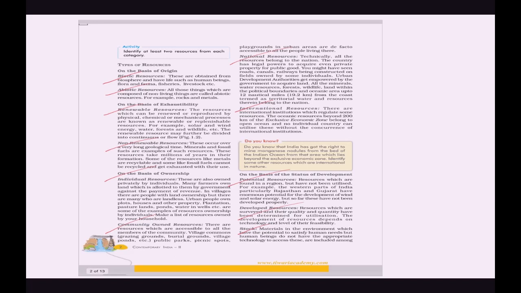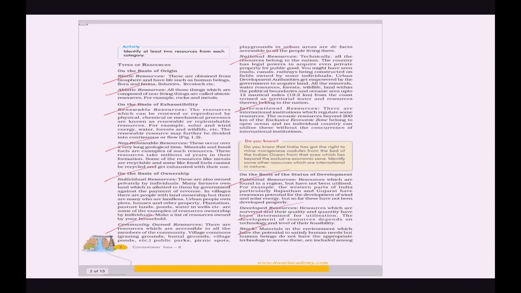Next is on the basis of status of development. On the basis of status of development, these resources are categorized into four parts. First is potential resources, which we can say are the resources found in a region but not yet utilized. For example, the regions of Rajasthan and Gujarat have enormous potential for development of wind and solar energy. You can say that Rajasthan is a windy region, right? And they have plenty of solar energy which can be generated, but it is not properly used by that state.